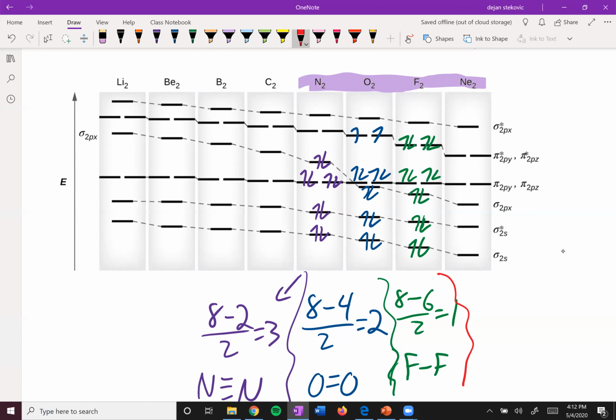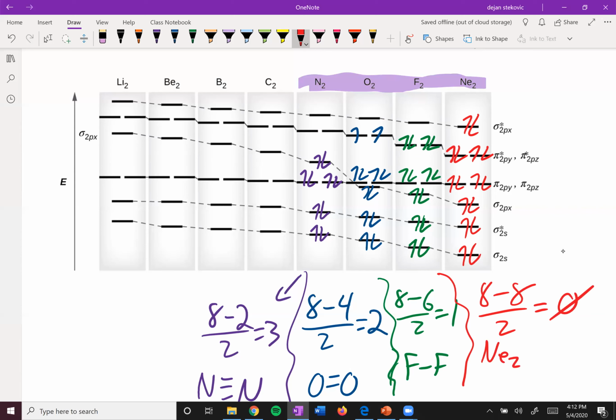And then finally we have Ne2, and so neon has 8 valence electrons, so this will have 16. So 1, 2, 3, 4, 5, 6, 7, 8, 9, 10, 11, 12, 13, 14, 15, 16. 16 electrons there, so we have 8 in bonding and 8 in anti-bonding, so 8 minus 8 divided by 2 is 0. And so this tells you that neon will not form a bond with itself. So Ne2 is not a thing. It does not exist.